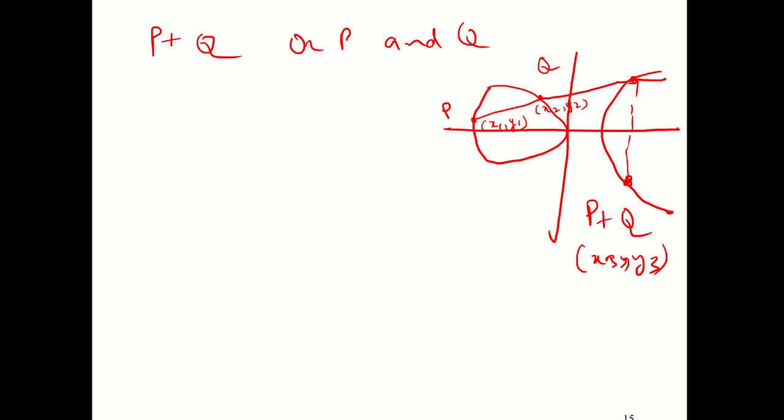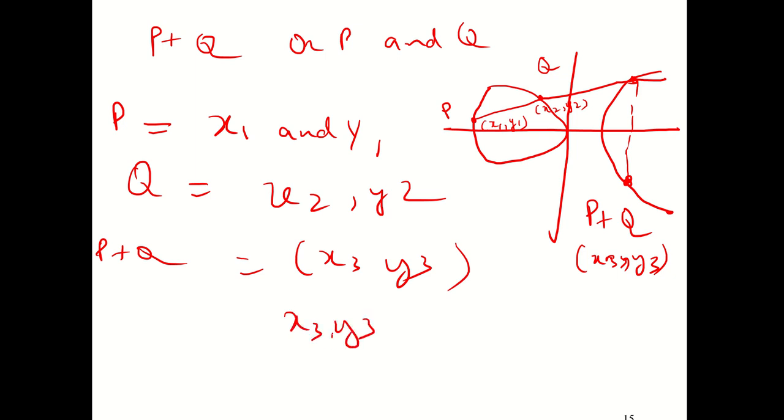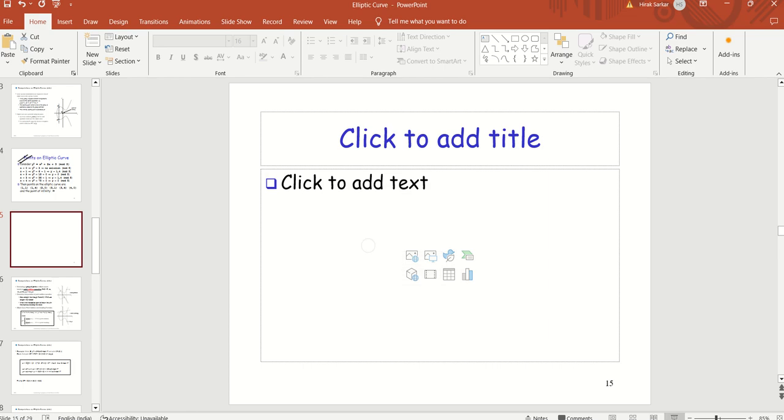To find the coordinates of P plus Q, we have an expression. Let us assume that P is x1, y1 and Q is x2, y2, and that P plus Q equals x3, y3. Let us consider all these points. We need to find x3 and y3, which is P plus Q. Now to find that, let's solve it out. We need another PPT, wait just a second.